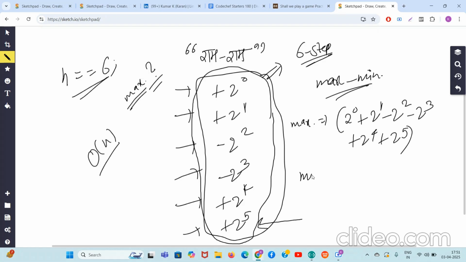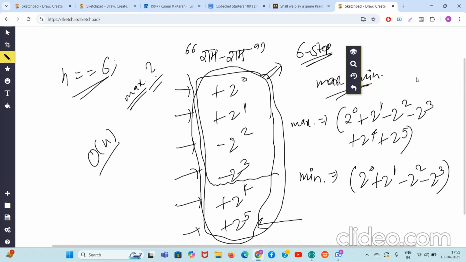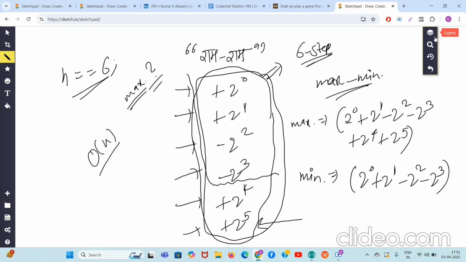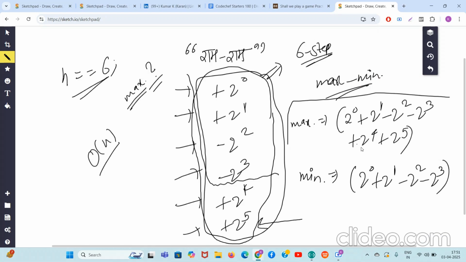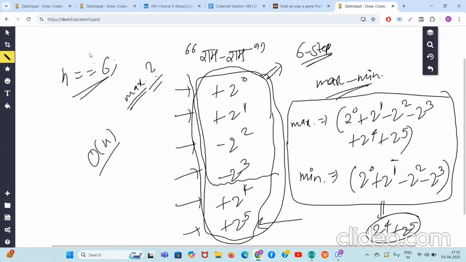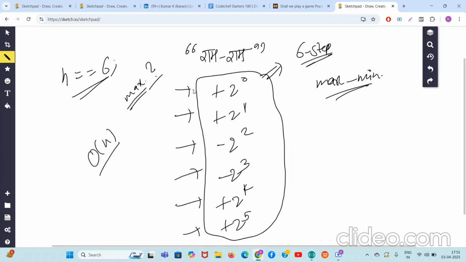And what will be the min value? Min value will be the last time minus 2 raised to power was used. This will be the min value: 2 raised to 0 plus 2 raised to 1 minus 2 raised to 2 minus 2 raised to 3. So guys, what will be max minus min? Max minus min is nothing but all these values are now subtracted and only 2 raised to 4 plus 2 raised to 5 remains. So guys, for n equal to 6, the answer is 2 raised to 4 plus 2 raised to 5. Like this, for different n divisible by 4, you can find the trick, okay?